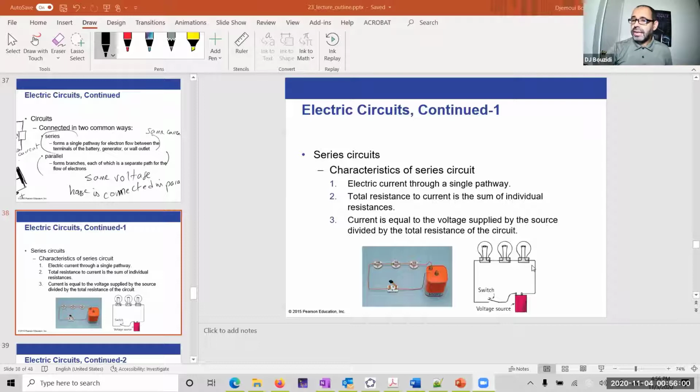The voltages are not the same though, because this voltage drop is different. This voltage drop is not necessarily the same as the voltage drop in here. It depends on how much resistance is in here and in here. So let's say, for example, this is 10 ohm and this is 20 ohm, and the current, for the sake of argument, is 2 amps. Then the voltage drop in here is 2 times 10, which is 20 volts, whereas the voltage drop in here is 40 volts, okay?